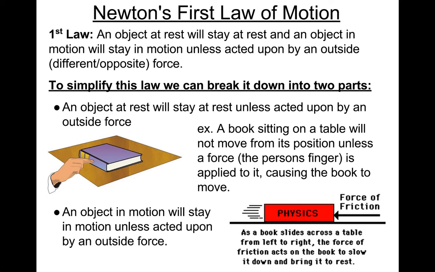And then an object in motion will stay in motion unless acted upon by an outside force. Here the book is sliding across the table. The force of friction acts on the book to slow it down and bring it to rest, right? Because we know that if we slide something across the table or across the floor, it's not going to stay moving forever. It will stop, even a ball. That's because friction is acting upon the object.